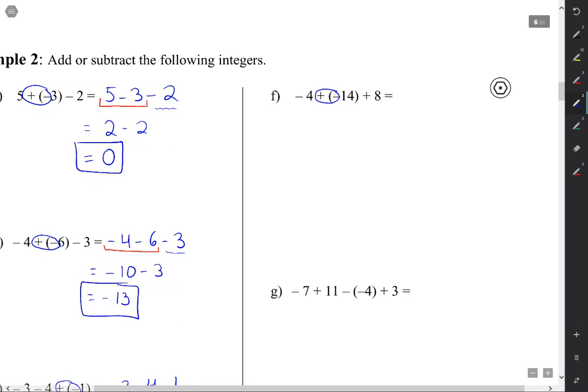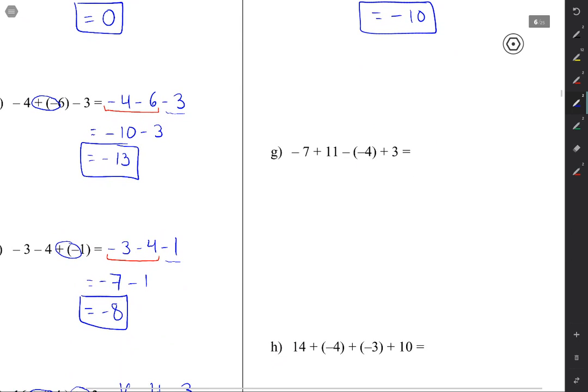Plus and a minus sign here, so this would give us minus 4, minus 14, plus 8. So then minus 4 minus 14 we would do first. So that would give us minus 18. But then we want to add another 8 to that at the end. So that would give us minus 10.